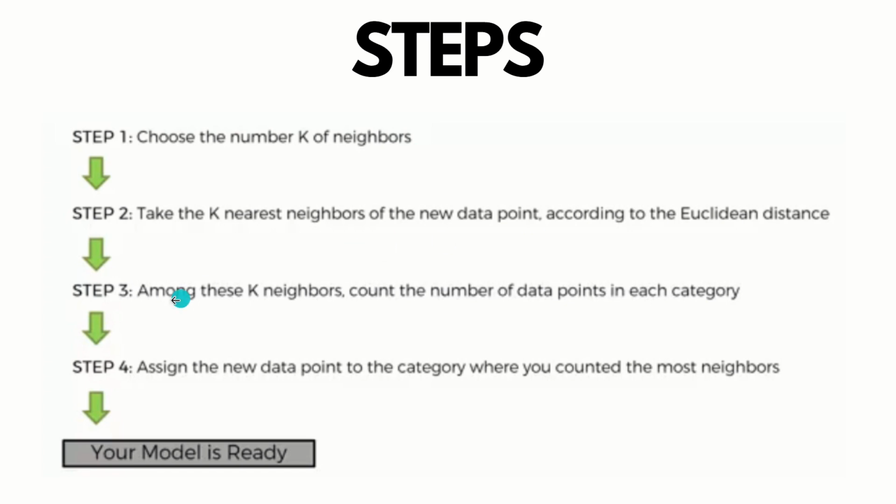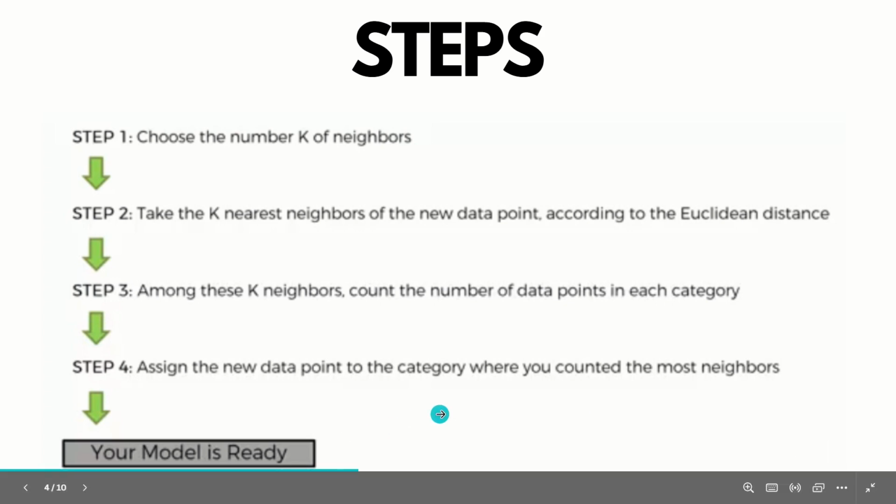So we apply the same formula and find out who the closest neighbors are. Among these k neighbors, count the number of data points in each category, meaning in which category we have how many points, like 3 points, 2 points. I'll discuss all the points with the help of examples in upcoming slides, but for now just remember that we need to count the number of points in each category. Afterwards, we assign the new data point to the category where we counted the most neighbors. Which means, if category 1 has 3 neighbors and category 2 has 2 neighbors, I'll place the new data point in the category which has more neighbors, right? And at last your model will be ready.